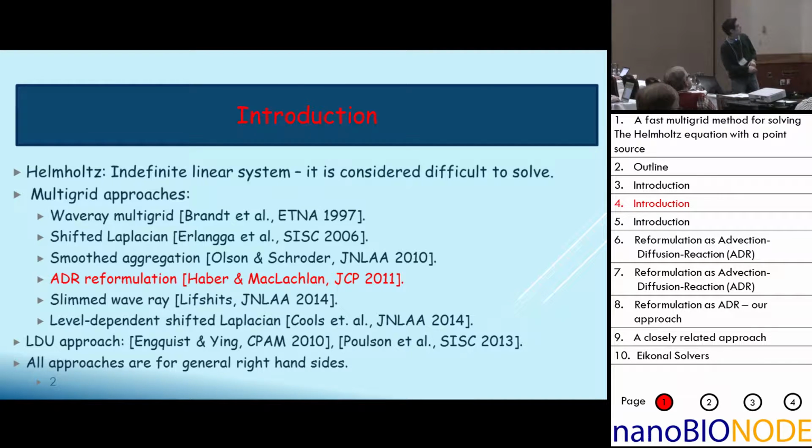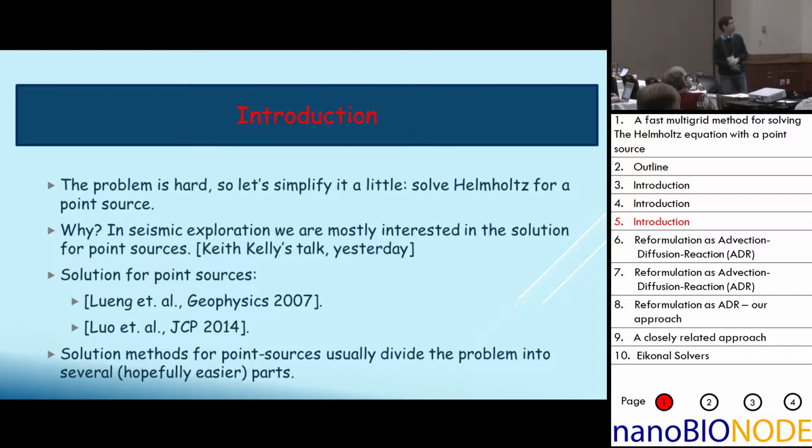So all of these approaches are for a general right-hand side, but we'll solve the problem for a point source, and by that we'll simplify it a little bit. And why are we interested in point sources? Because in seismic exploration, we're mostly interested in solving this equation for point sources. So you can look back at Keith Kelly's talk yesterday. He talked about it quite a bit. And there actually are papers for solutions specifically for point sources.